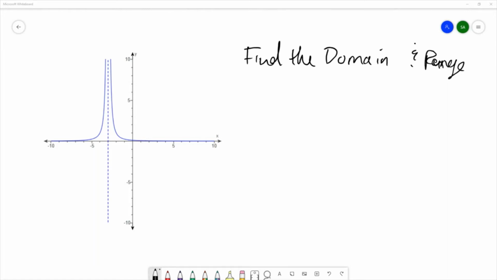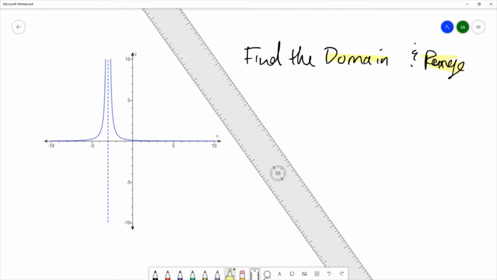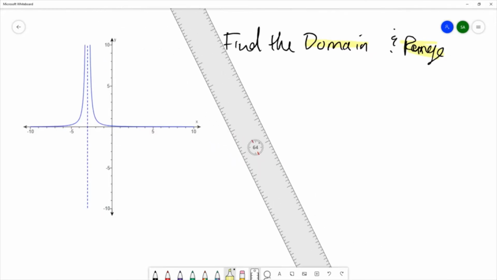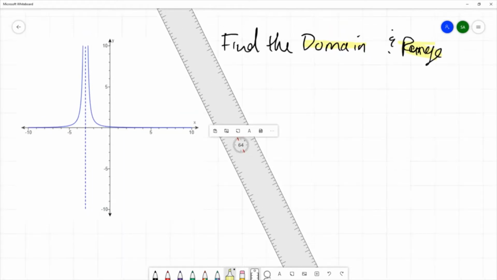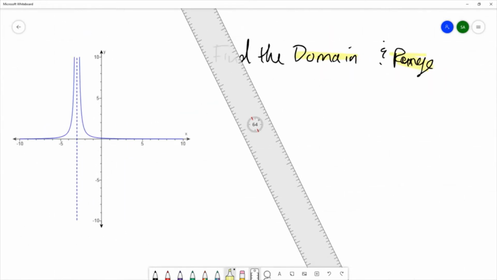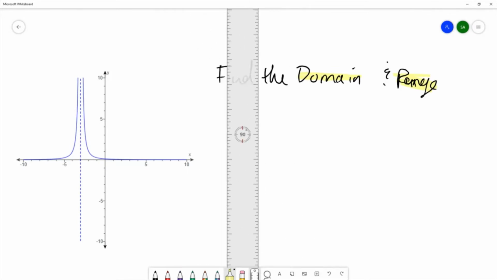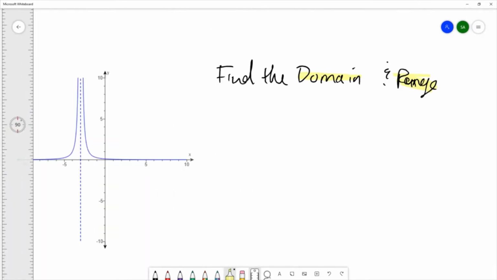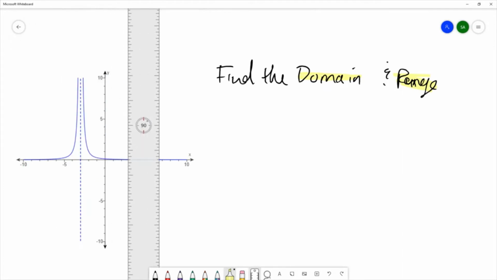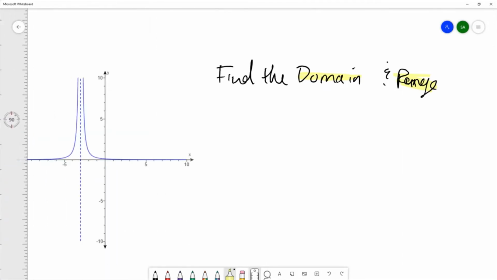In this question, we want to find the domain and range using the graph on the left. When I'm looking for domain and range from a graph, I like to use my ruler. And I like to hold my ruler or pencil vertically when I'm looking for domain, because if I hold it vertically, my ruler is running across the x scale.